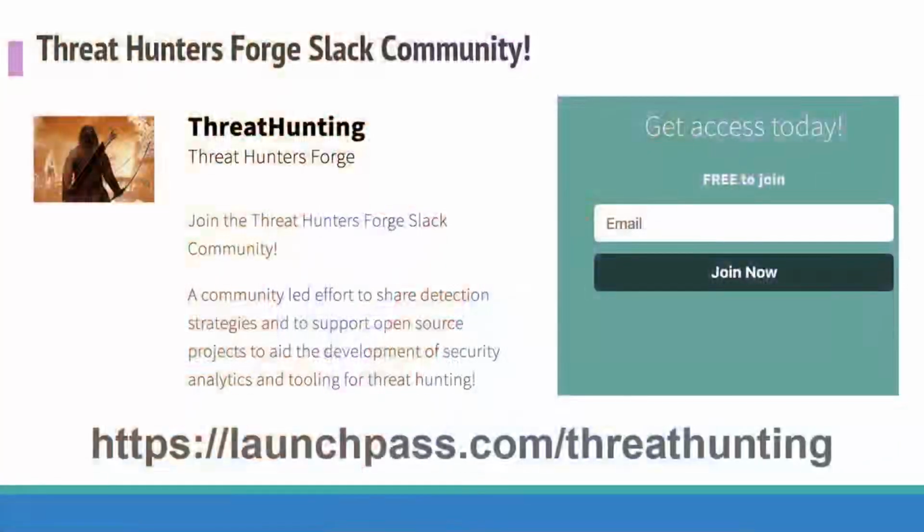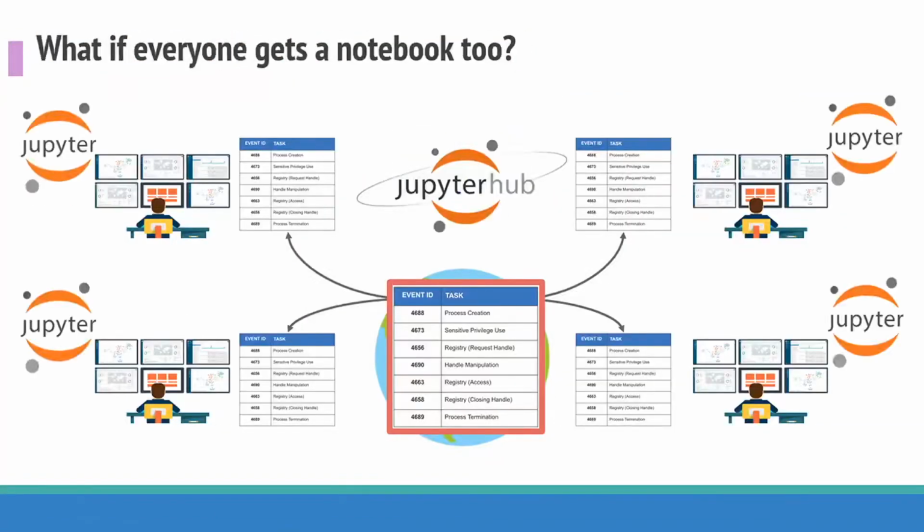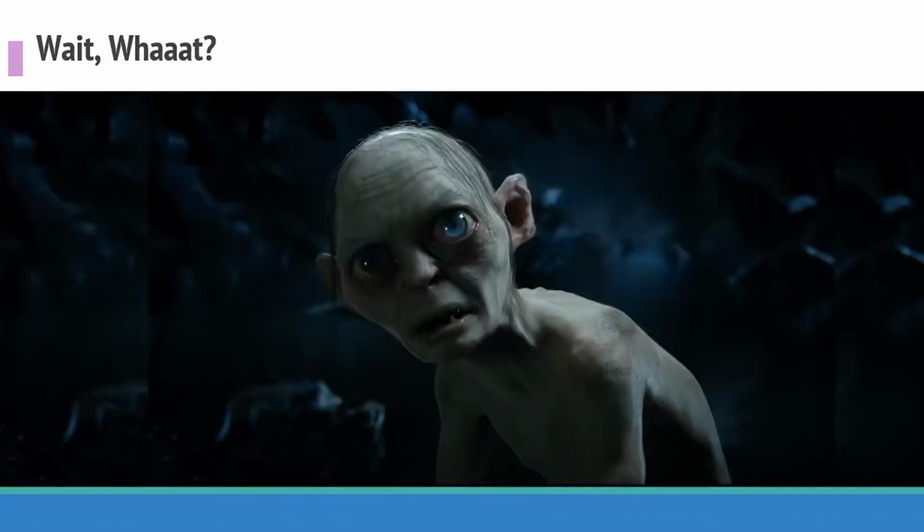And something that we're doing is building a community around this. And this is the public Slack channel that you can access and get a free invite. It's going to be in the slides at the end. But something that I'm doing is actually giving you a Mordor data set in a Jupyter Notebook. And everybody gets a notebook now. So we're going to do this in 3 minutes.